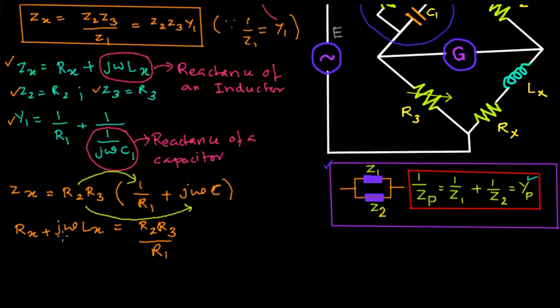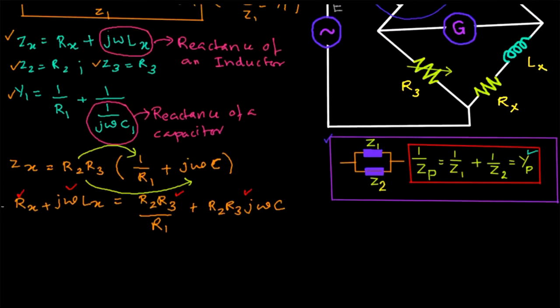So that is rx plus j omega lx is equal to r2 r3 by r1 plus r2 r3 into j omega c. Now in this kind of situation, this is a complex term. It contains a real part and an imaginary part. So this RHS also contains a real part and an imaginary part. In this situation, we can equate the real part and imaginary part. We have already seen in mathematics that we can do this.